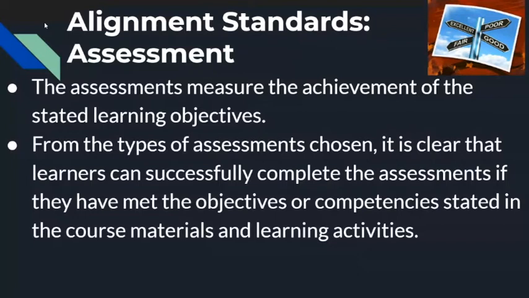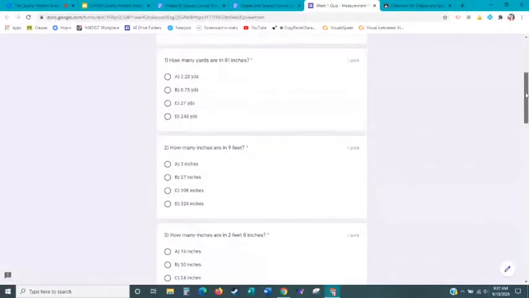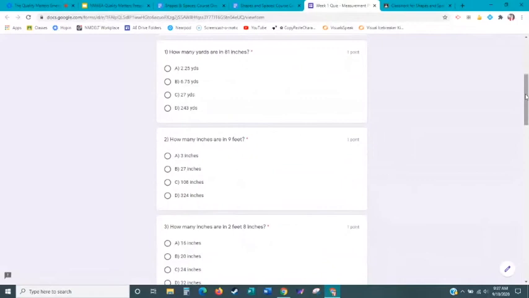So we're going to look at a week one quiz, which would go with the module objectives that we just looked at, convert between units of length, weight, and capacity, and to solve the application problems. And we're going to decide if this quiz is aligned to those objectives by at least 85%. So I'm going to read out the questions, and then we'll go back to Nearpod.